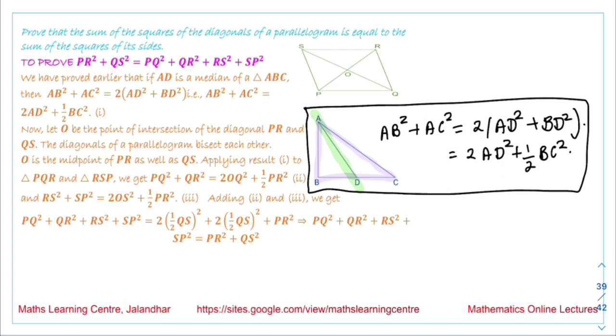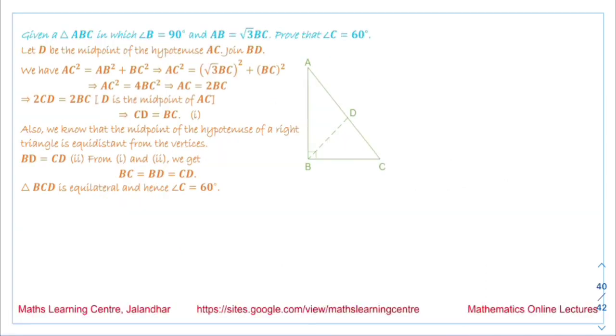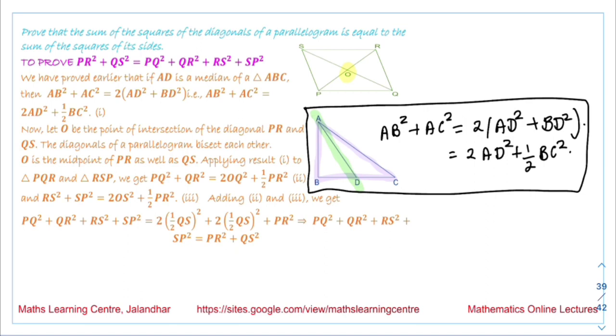Now we come to this question, and O is the point of intersection. This O is the point of intersection of the diagonals PR and SQ. This is the diagonal PR, and this is the diagonal SQ of this parallelogram.